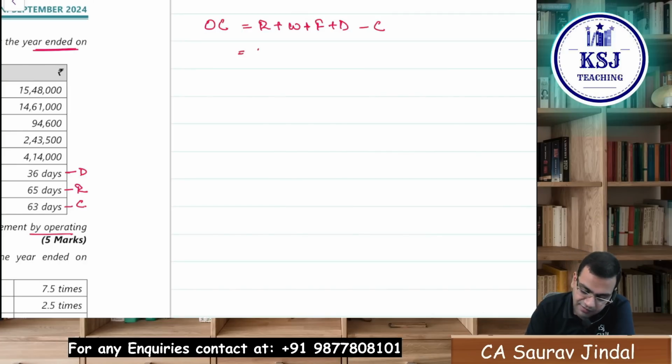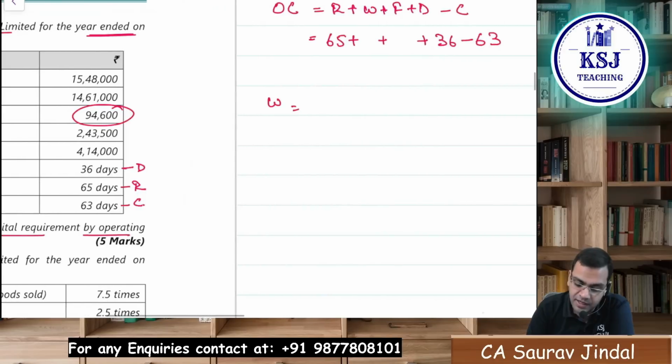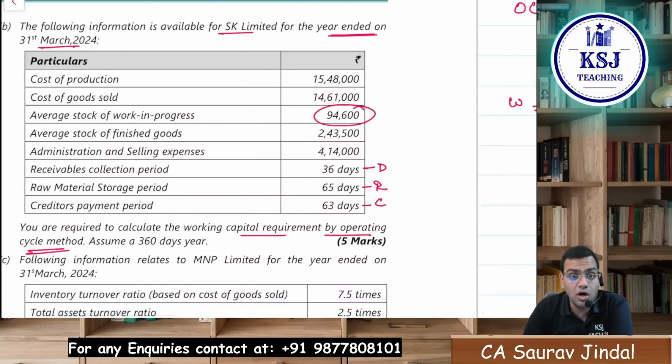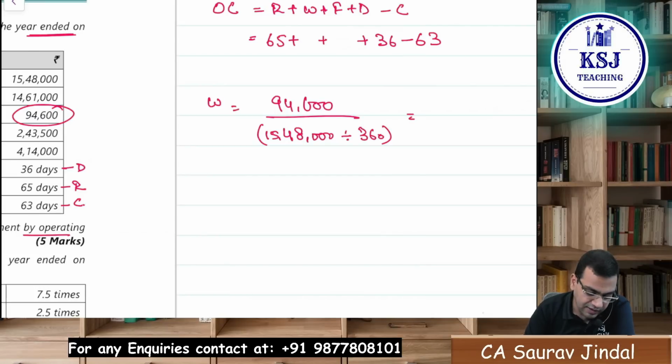In this, R you are having 65, plus W we need to calculate, plus F also we need to calculate, plus D is there 36, minus 63. Now how can you calculate W? That is the WIP holding period. That will be average stock of WIP, 94,600, divided by what? Divided by the cost of production per day. Cost of production per day, that is 15,48,000 divided by 360, right? So that will give you the value of W, that is 22 days, right? So here W will be 22.